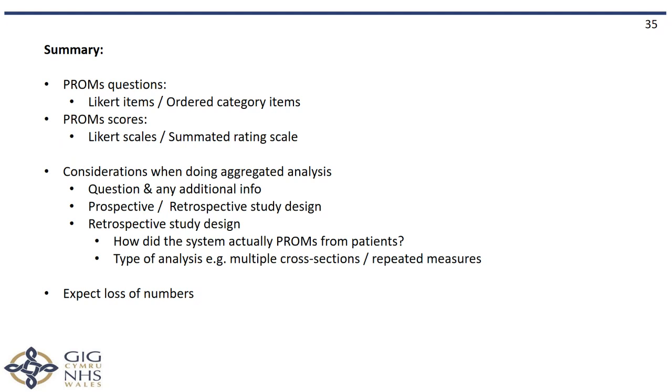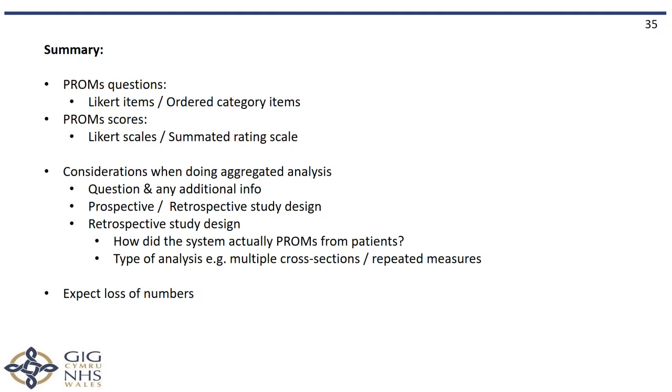So as a summary, we looked at PROMs questions, and they are usually Likert types or ordered category items, and they usually should be treated as ordinal data. We looked at PROM scores, which is essentially a combination of answers to individual questions that act as a summary score. The scoring process for each PROM will be different, but we usually end up with Likert scales or summated rating scales.